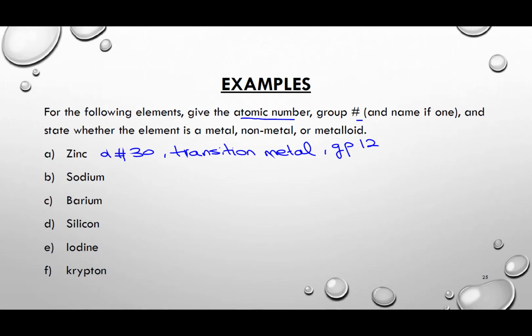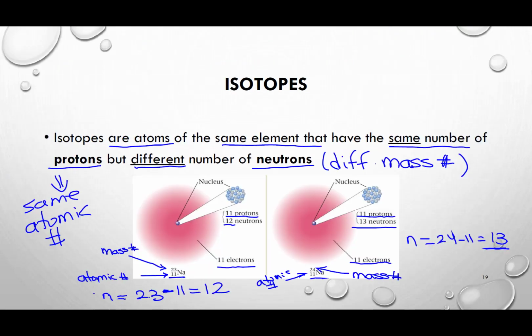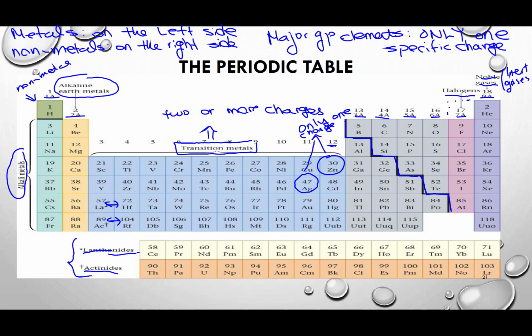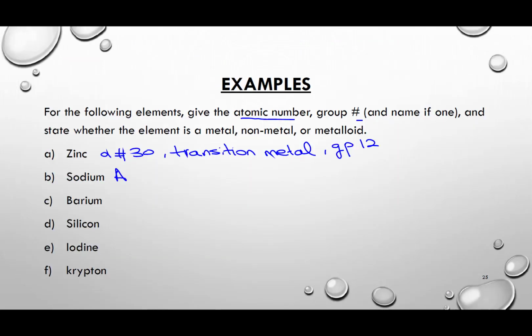Sodium. Look at the periodic table. Sodium is right here. It's in group 1. It's a metal. The group is alkali metals. That's where the sodium is. And as you could see, its atomic number is 11. It's in group 1, which we call alkali metals. And it's a metal.